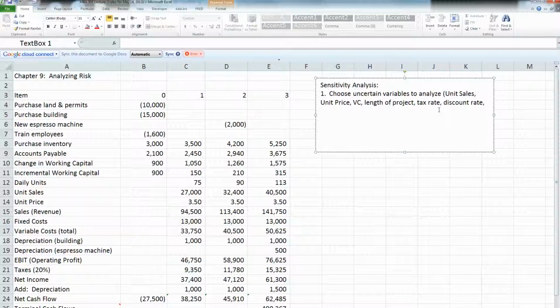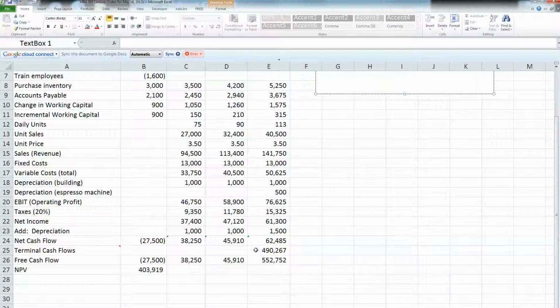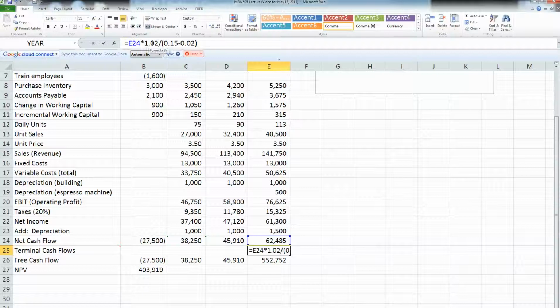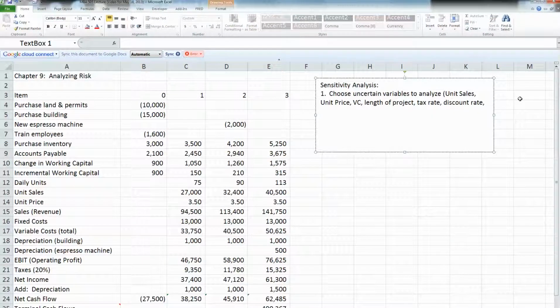And if you remember, when we calculated the terminal cash flows in cell E25, we assumed a constant growth rate of 2% from here to infinity, but maybe that growth rate could be 3% or 1%. And because this is such a huge number, it's having a very large impact on our project's net present value. So I definitely want to see if my project is really sensitive to that growth rate. So I'll type in the constant growth rate as another uncertain variable.